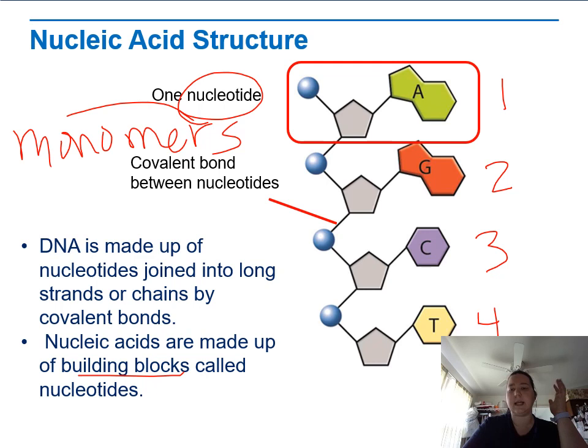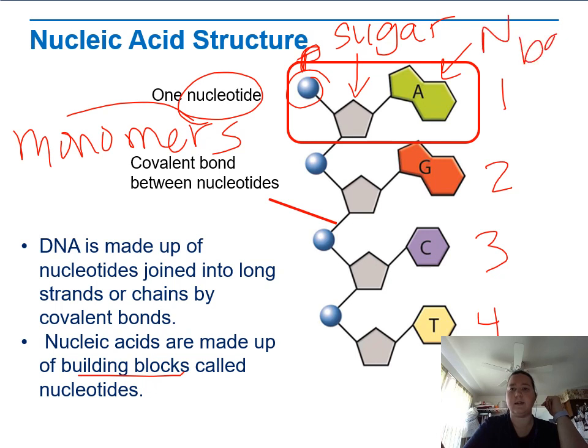Okay, and the nucleotide has three basic pieces. Right? A phosphate group, a sugar, and then a nitrogenous base. So there are the three different pieces to one nucleotide, which then a bunch of nucleotides come together to make DNA or RNA, which we'll talk about a little bit more later. But DNA and RNA are very similar molecules.